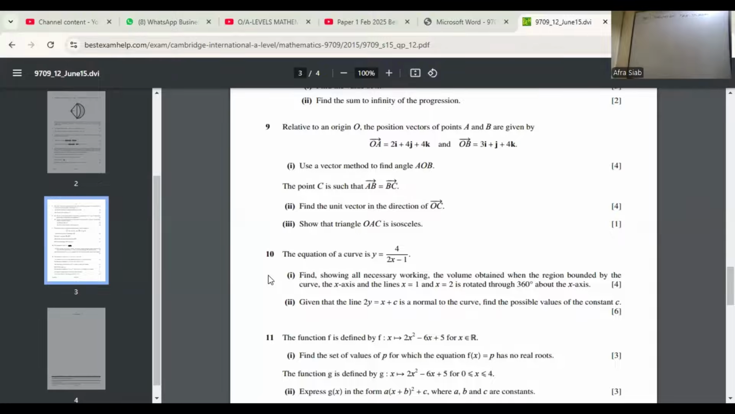The equation of this curve is y equals 4 over 2x minus 1. First part: showing all working, find the volume obtained when the region bounded by this curve, the x-axis and the lines x equals 1 and x equals 2 is rotated through 360 degrees about the x-axis. And part B: given that the line 2y equals x plus c is a normal to this curve, find the possible values of the constant c.